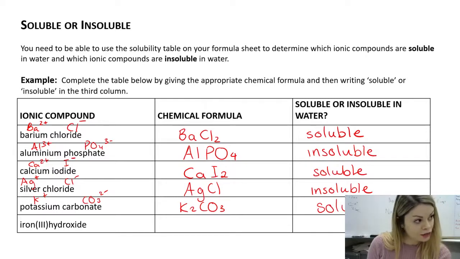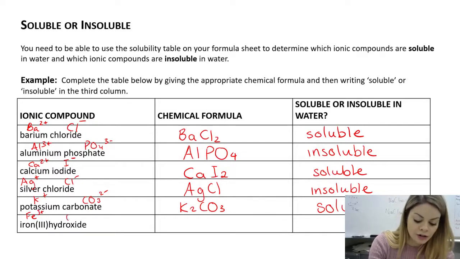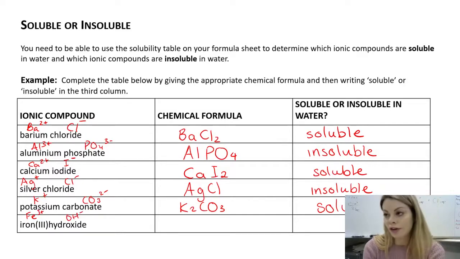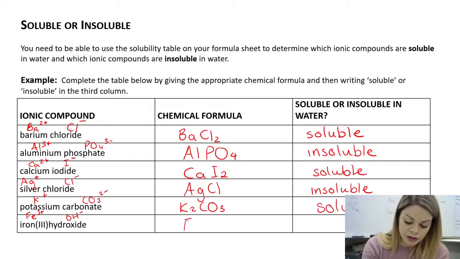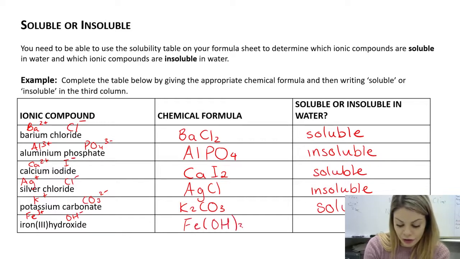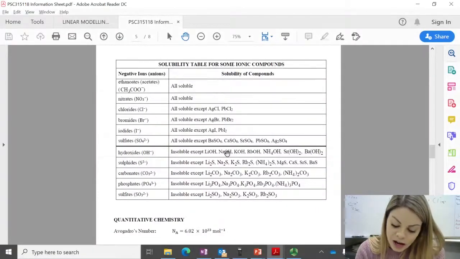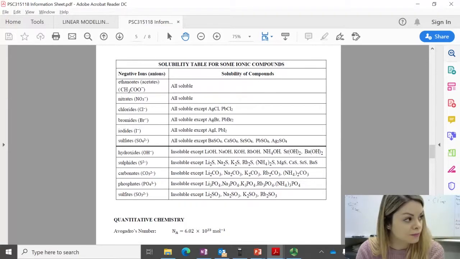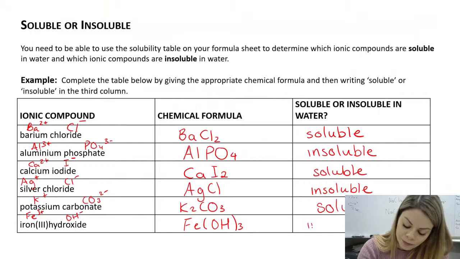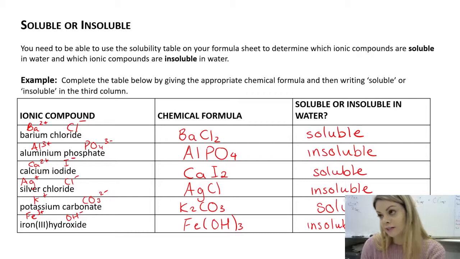Fantastic. Iron 3 hydroxide. If it's iron 3, it's got to be Fe3+. Hydroxide is OH-. If you don't know that, that's fine because you've got that page there to help you. So putting those together, we get Fe(OH)3. And then we check the solubility. Hydroxides are insoluble. Is iron hydroxide one of our exceptions? No. So therefore it is insoluble. It's actually rust. You know how rust is solid? It's iron hydroxide.